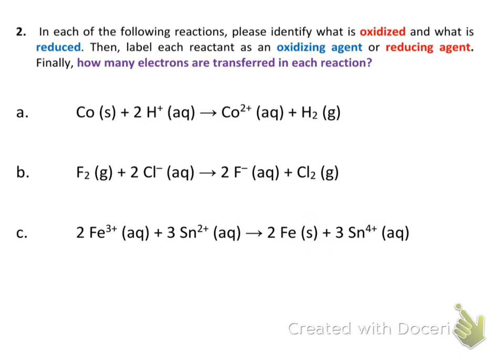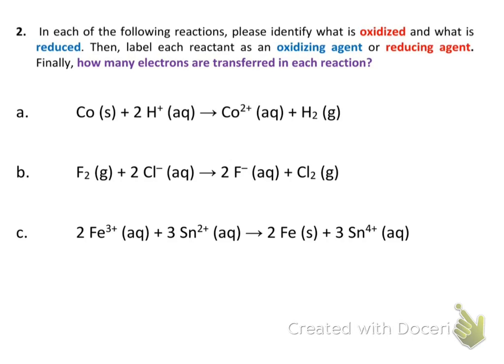In this problem, we're given 3 different redox reactions, and we have to identify what's being reduced, what's being oxidized, what's the oxidizing agent, and what's the reducing agent, and then how many electrons are transferred in each reaction. So let's start by identifying the oxidation state on all the chemical species. These are some smaller compounds or molecules consisting of 2 atoms or just monatomic ions. So this will be a little bit easier to assign oxidation states to than the previous slide.